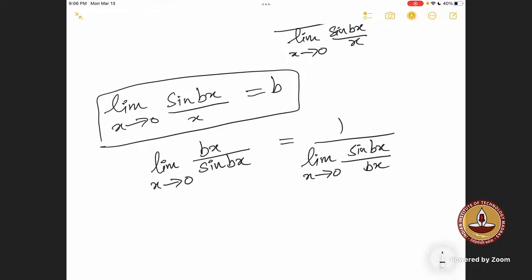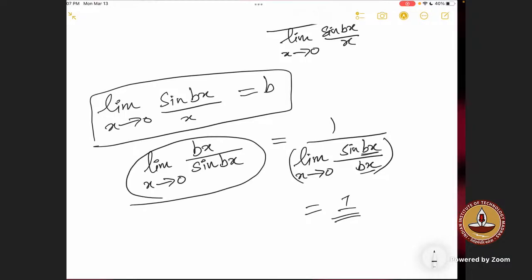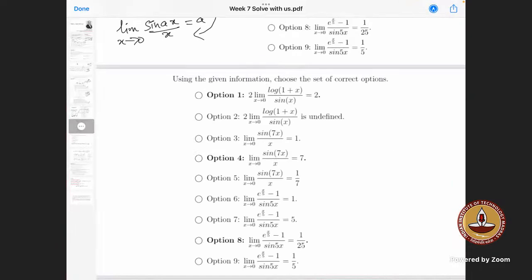Now, what will be the value of this limit? It will be 1, because bx is here and bx is here. So it will be 1. Is that clear? Yes, sir. So option 1 is correct.